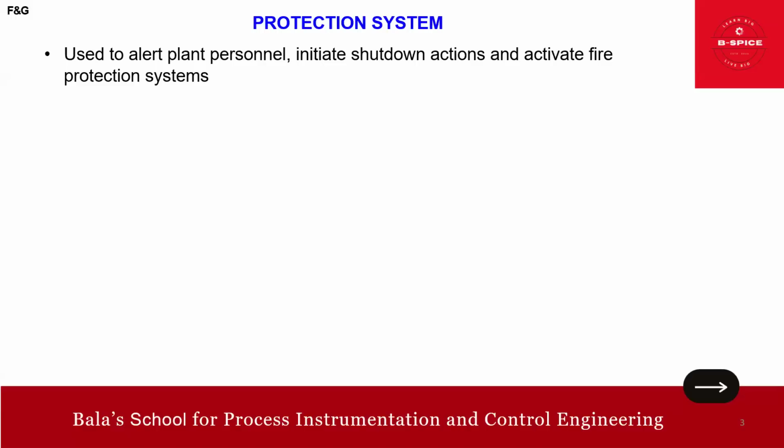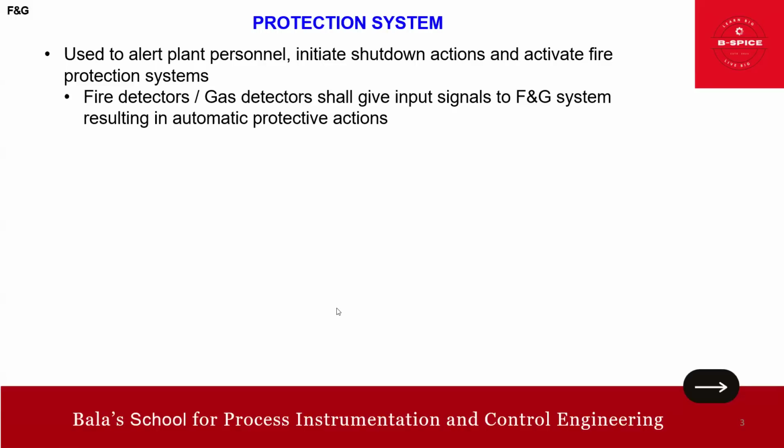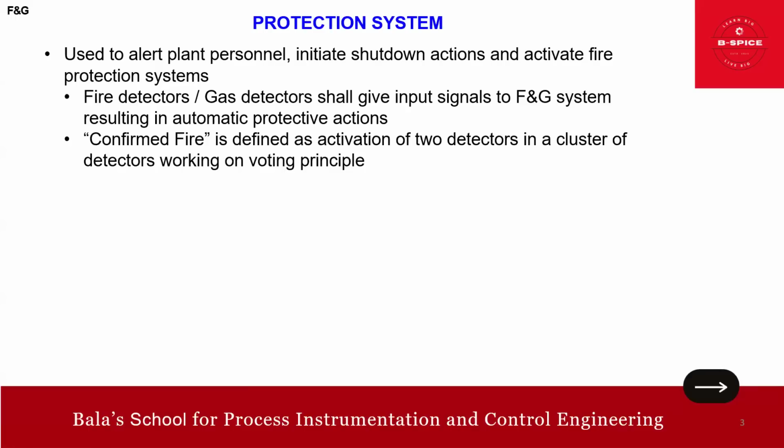So, protection system. What is the use of this? This is used to alert plant personnel, initiate shutdown action, and activate the fire protection system. Basically, the fire detector and gas detector give input signals to the F&G system, resulting in automatic protective action, right? And confirmed fire.